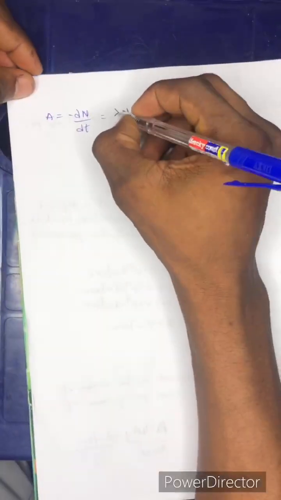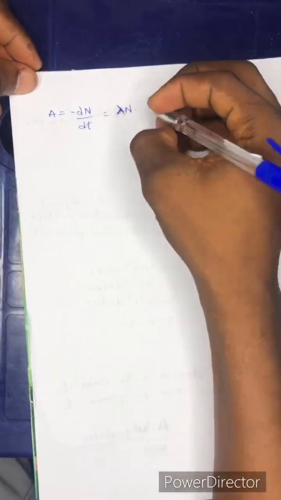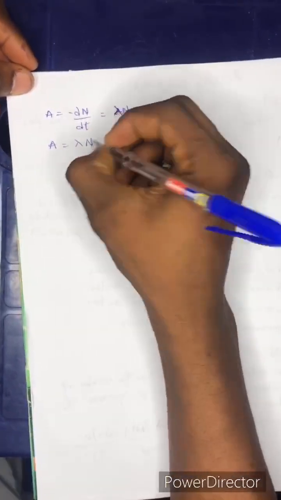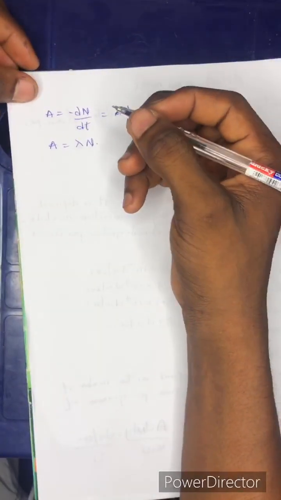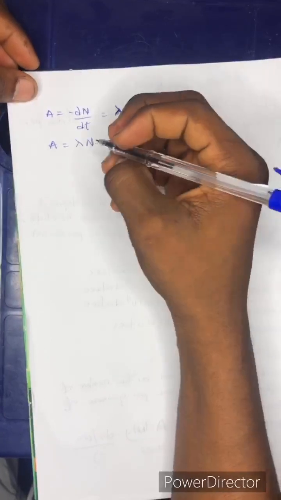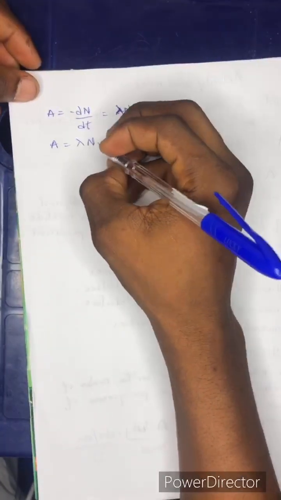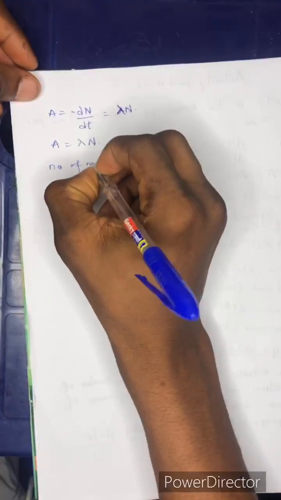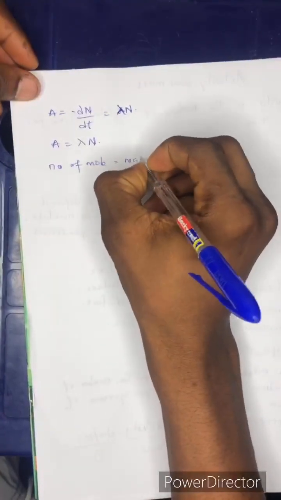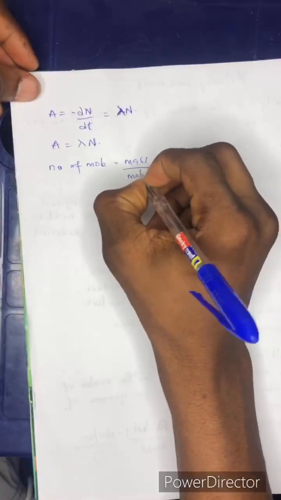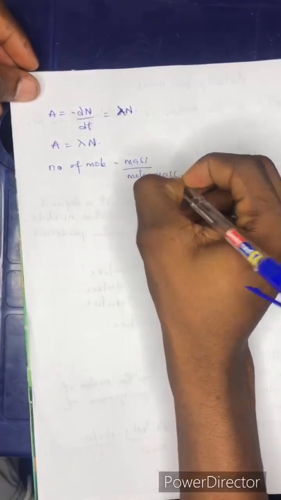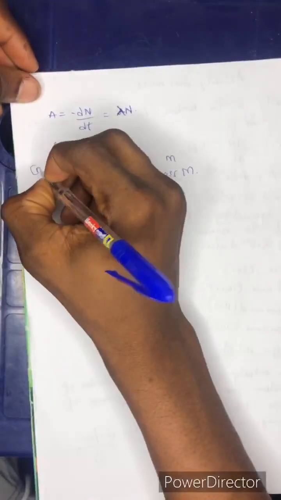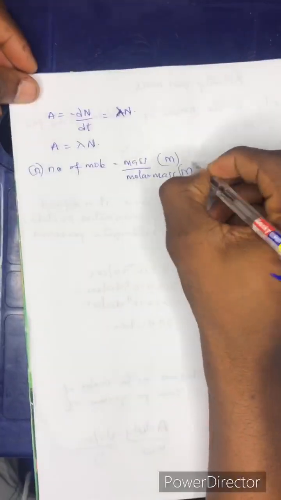Yes, lambda N. If that is so, I can replace this as A equals lambda N. This N is the number of atoms. Please take note, don't forget this N is the number of atoms. And we know that number of moles is equal to mass over molar mass. I can represent this mass as small m, this molar mass as capital M, and this number of moles as n.